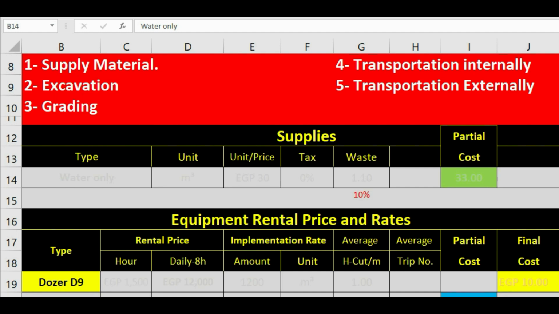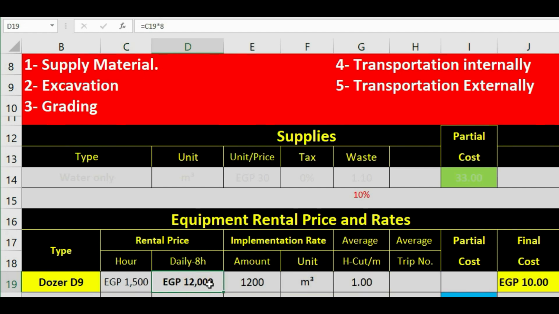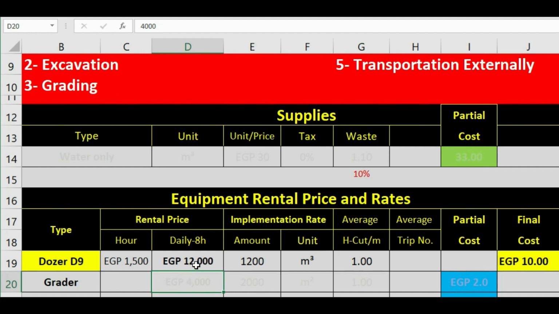Let's go to the excavation cost. We found out that one hour of dozer D9 rent costs 1,500 Egyptian pounds per hour, which means that the daily rent equals 1,500 Egyptian pounds multiplied by 8 hours of daily work, equal to 12,000 Egyptian pounds daily rent.